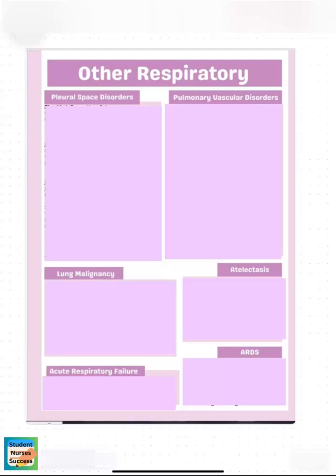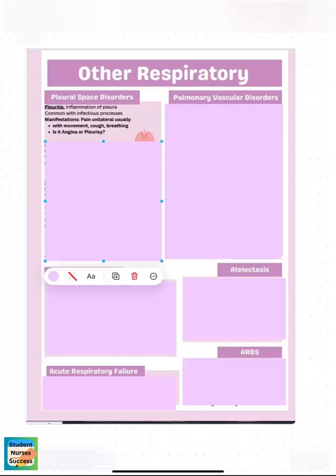We're going to first begin with pleural space disorders, and there's actually three, well, maybe we'll call it four that we're going to talk about. First of which is pleuritis. Pleuritis is really just inflammation of the pleura, and it's very common with any type of infectious process. What we see with manifestations is really just pain in the pleural area.